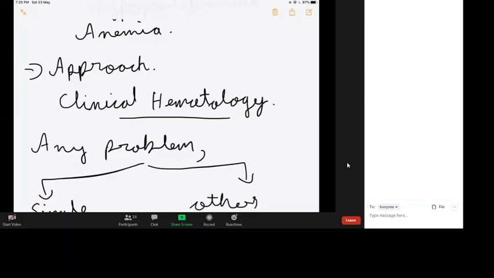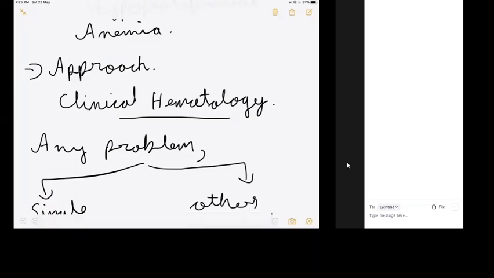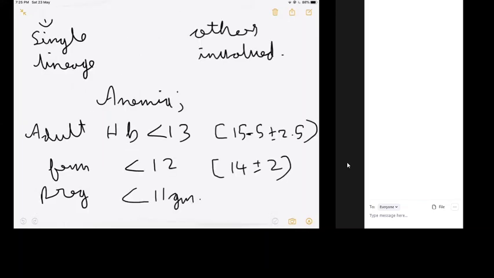Leading to only a deficiency in RBC, or if there is deficiency in other cells as well. So the first thing we need to look for is if it is a single lineage problem or if other lineages are also involved. Now in anemia for adults, how I remember it is, menarche is at 13 years. For adult males, since they have testosterone, their hemoglobin is supposed to be higher than females, and it becomes lower in pregnancy because of hemodilution. These are values that you can't derive, you need to learn them by heart.